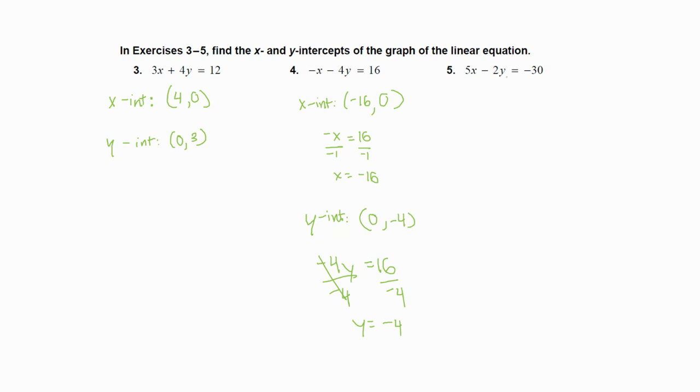Okay. How about the x and y-intercept for problem 5? I'm going to do them in my head. So my x-intercept would be when y is 0, x has to be negative 6, and the y-intercept is going to be 15.